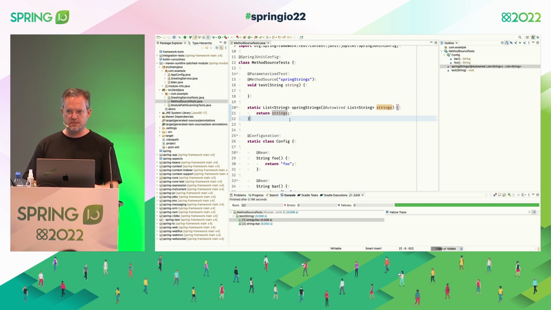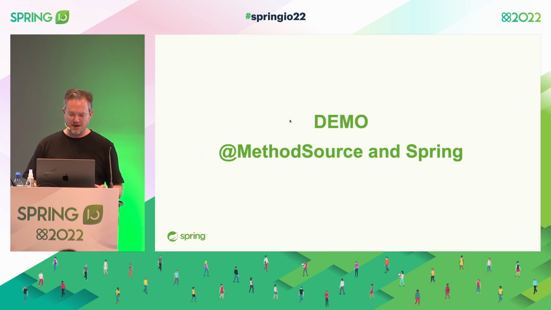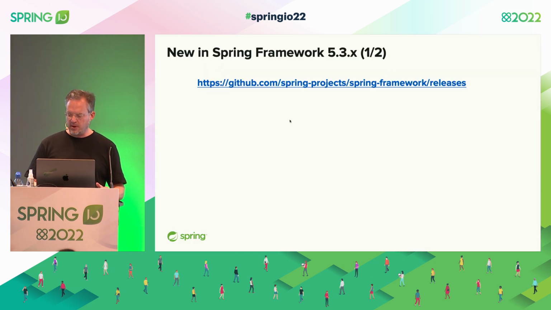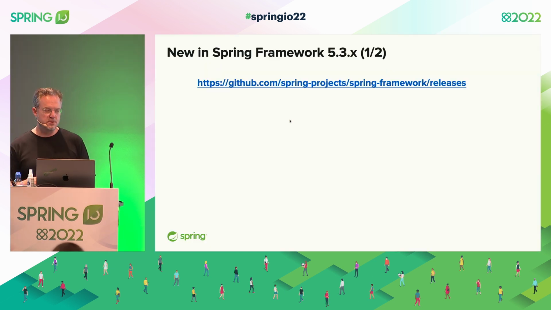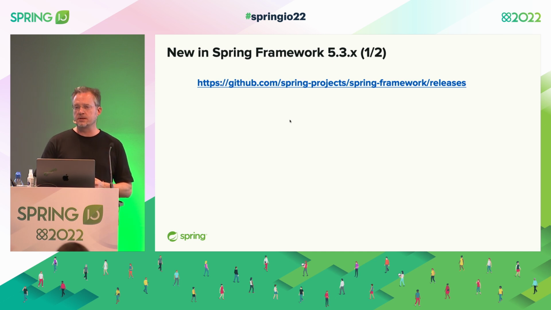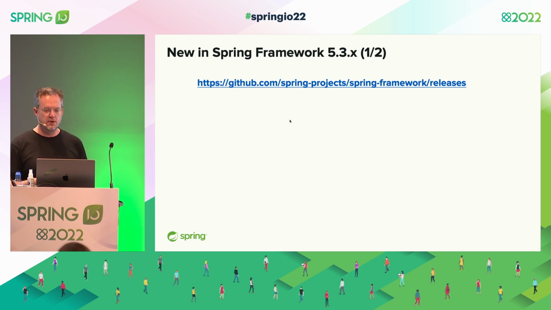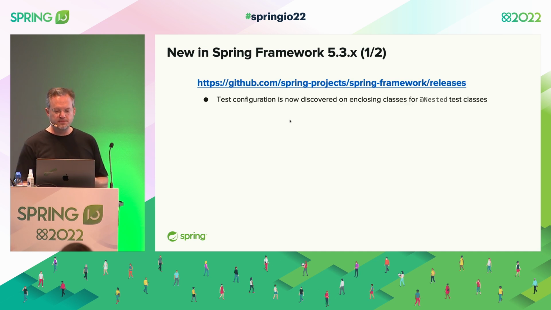Any questions on that? All right. So Spring Framework 5.3, I'm actually talking about 5.3.x because not all of these features were implemented in 5.3 GA. We have actually introduced testing features over the course of the 5.3.x timeline. If you want details, you can check out the release notes. There's multiple of those. We're up to 5.3.20 now, is that right?